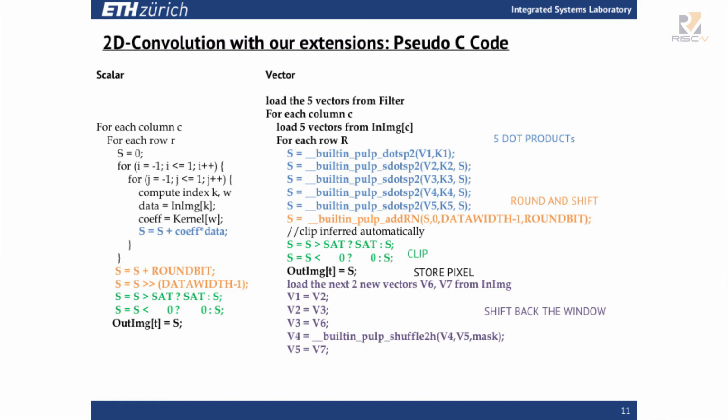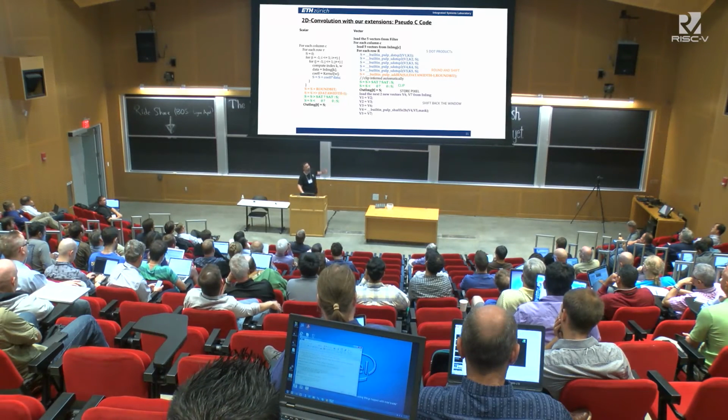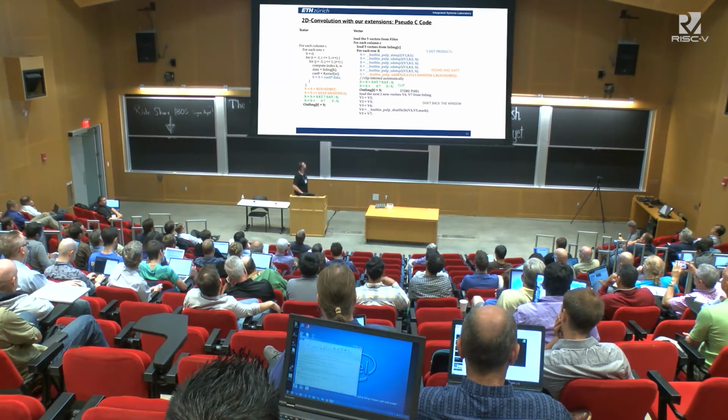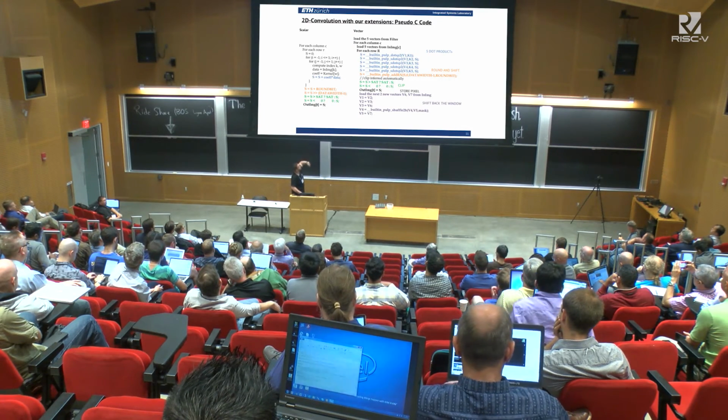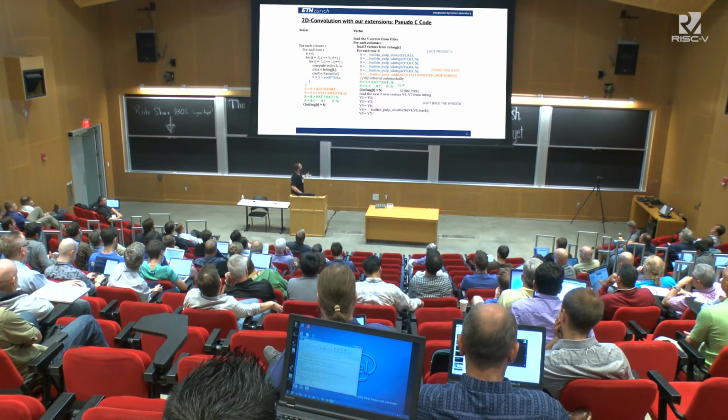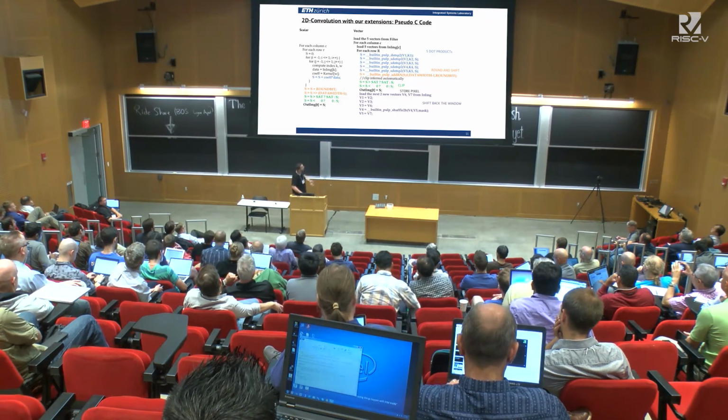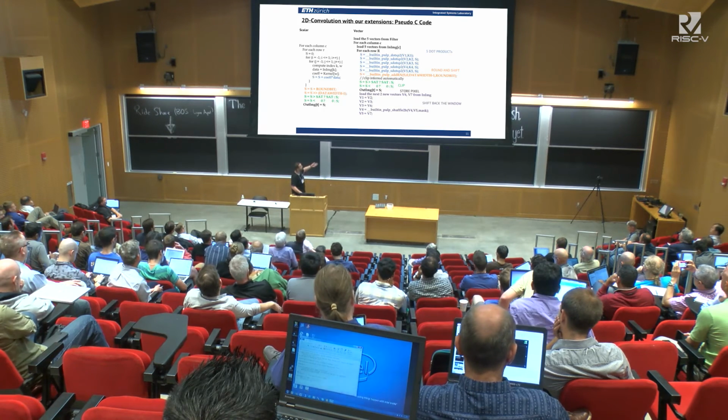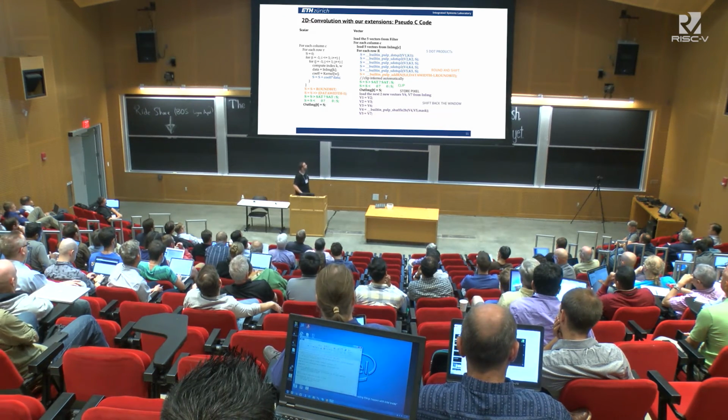For a vector version, you need to load the 5 vectors from the filter. Then for each window, you can compute the dot product using the built-in. Then you have the built-in for addition plus round and normalization to do this operation here. And then the clip is inferred automatically because it's a standard GCC function, so you don't need any branch there. You just use a clip instruction, and then you store back the pixel. Then you load the next 2 vectors, then you shuffle the vector, and then you move back the window.